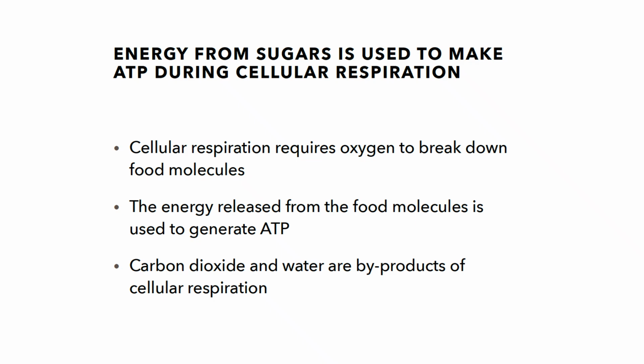The energy released from these molecules is used to generate ATP. As glucose is broken down, carbon dioxide and water are produced as byproducts. This process converts the chemical energy stored in sugars into usable cellular energy.